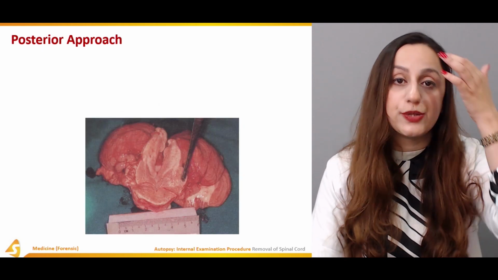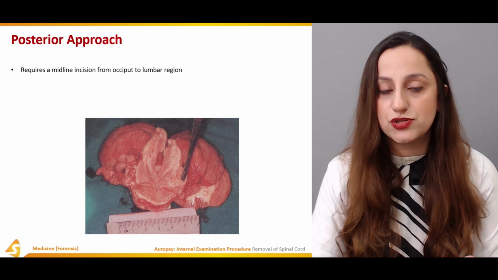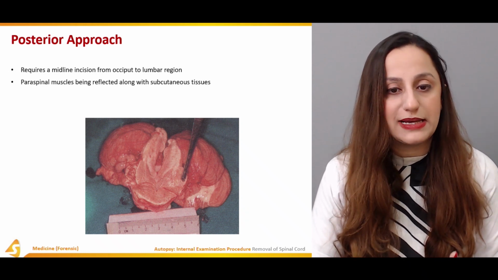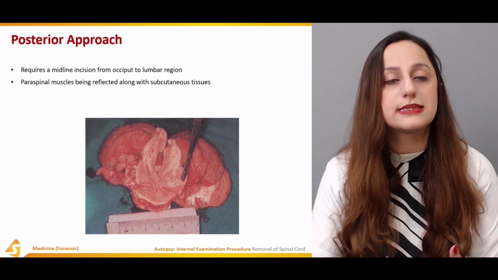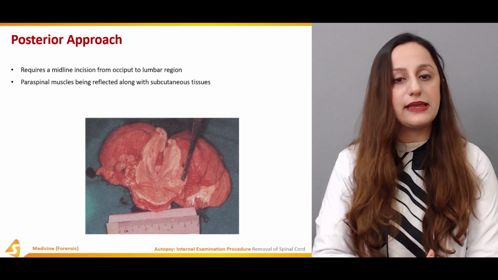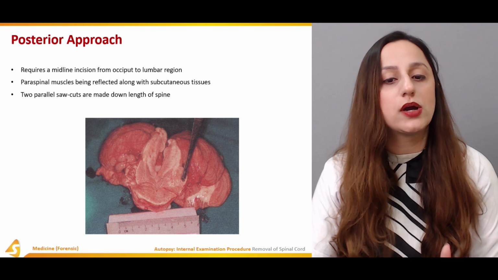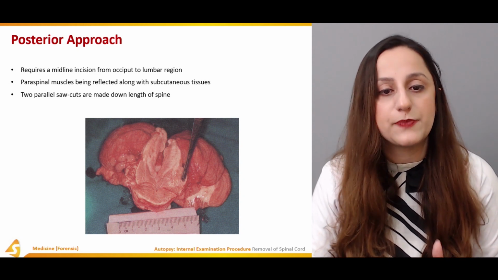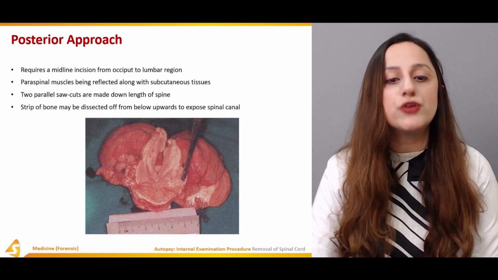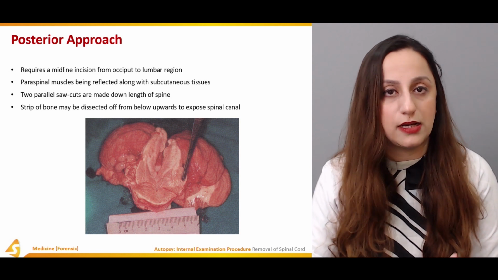Now, what is the posterior approach? It requires a midline incision from the occiput to the lumbar region, with the paraspinal muscles being reflected along with the subcutaneous tissues. This is what is happening here. Two parallel saw cuts are made down the length of the spine. These are the incisions that we give in the posterior approach, and the strip of bone may be dissected off from below upwards to expose the spinal canal.